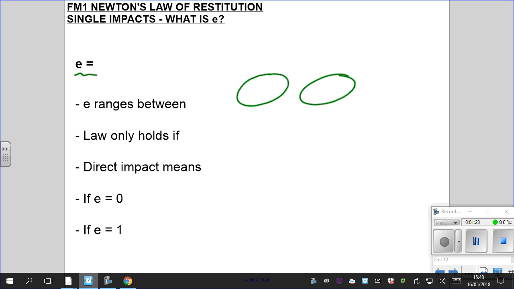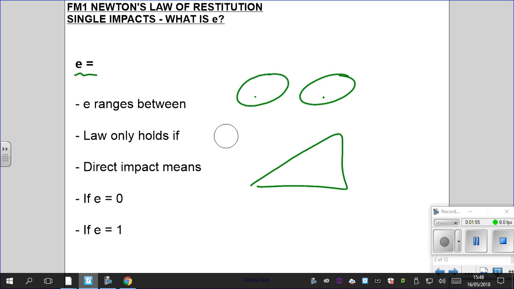It's very similar to when you have friction on a slope, being mu R. Well, what is this mu, this coefficient of friction? That's an arbitrary measure of the roughness of that slope against the particle in question. So it's actually the relationship between the particle and the slope surface. Just like e, it's the relationship between this material and this material.